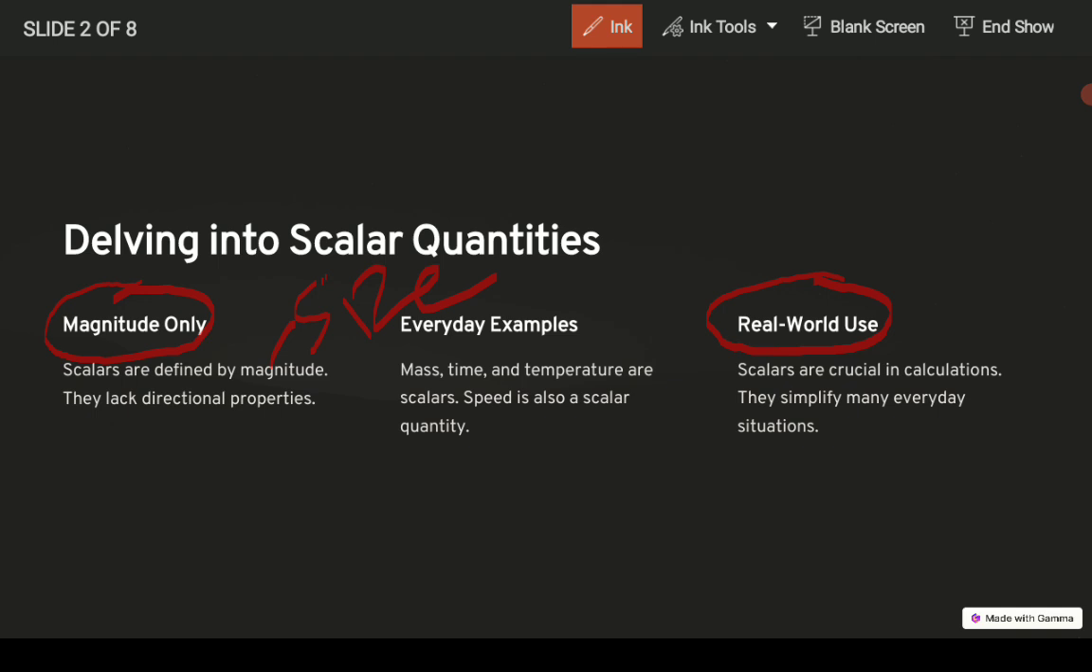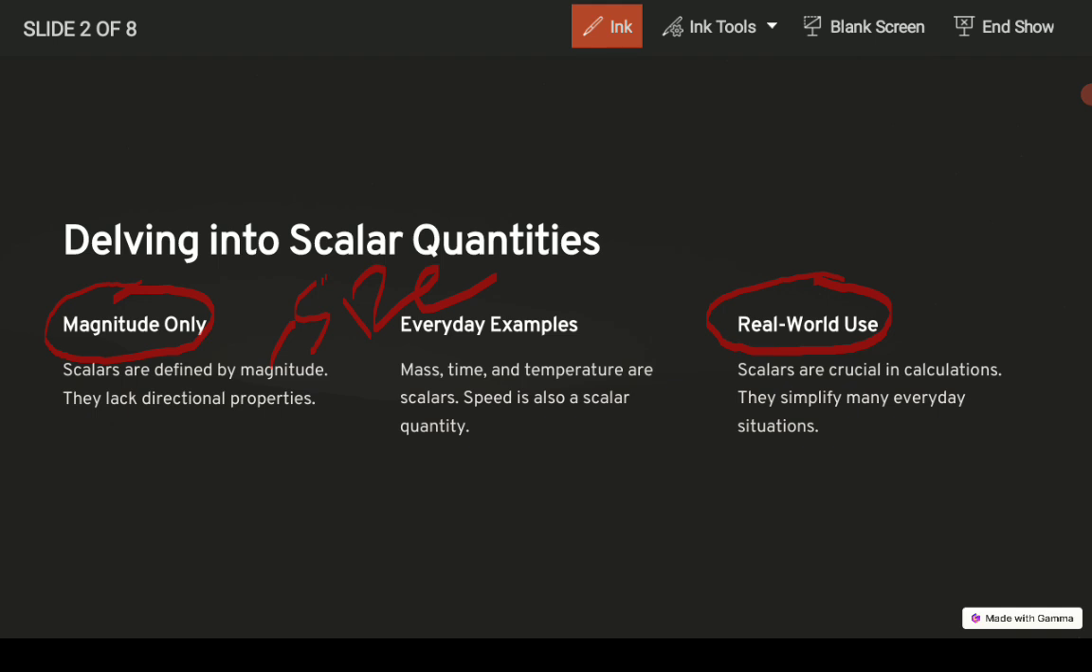Okay, so we use scalars quite a lot. Scalars are crucial in calculations. They simplify many everyday situations. We deal with numbers, adding numbers. You go to the hospital for maybe a medical checkup where they determine your body temperature, to check if you have a fever. They will use a thermometer to measure your body temperature without minding the direction. So direction is not that important.